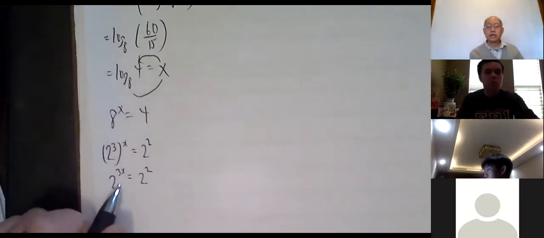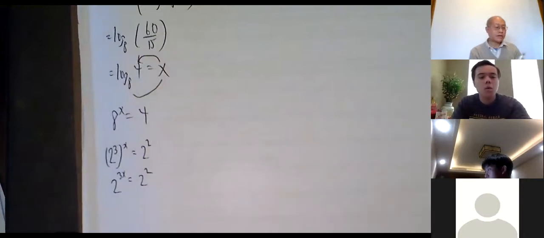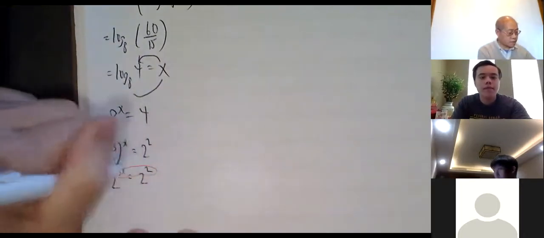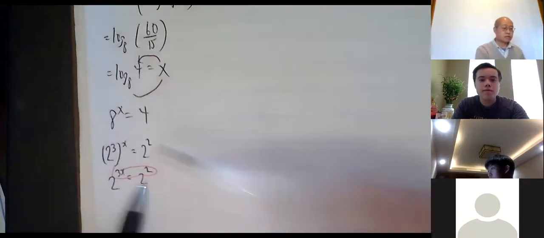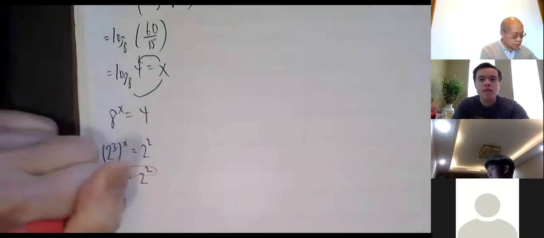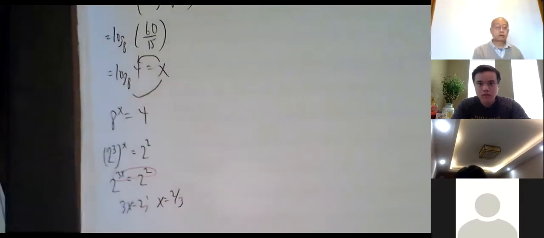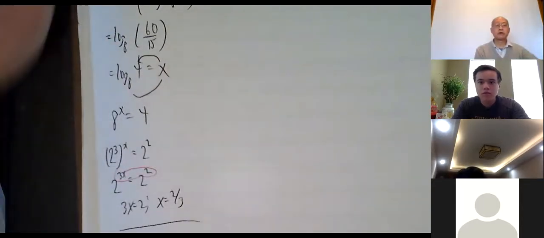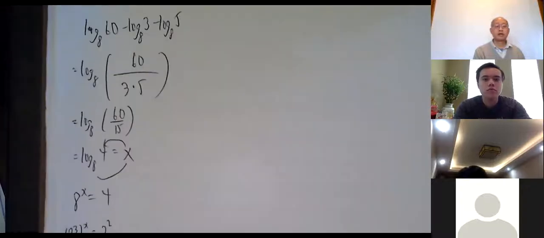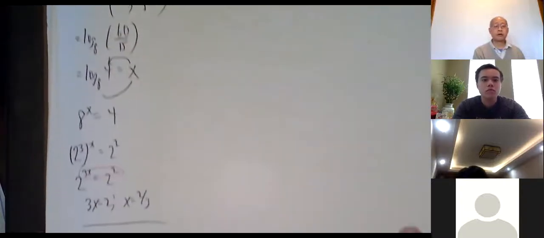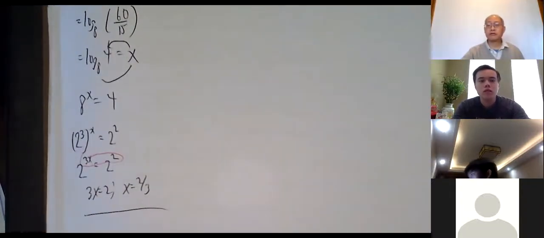2 to the 3x equals 2 squared. And now that it's written like that, I can just equate the exponents, since the base 2 here and the 2 here are the same. So 3x equals 2. So x is just 2/3. So the answer is 2/3. I'll go back again and show that. This should show up in the video, and of course, you can pause as much as you want on the video from there.